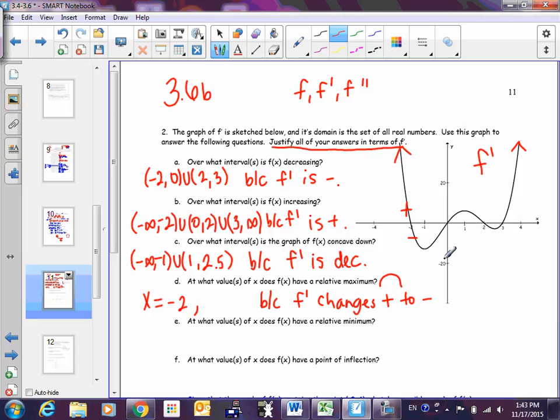What's another answer? 2, for the same reason. As we go left to right, I'm emphasizing the whole left to right. You can't do this thing backwards. F prime changes from positive to negative.